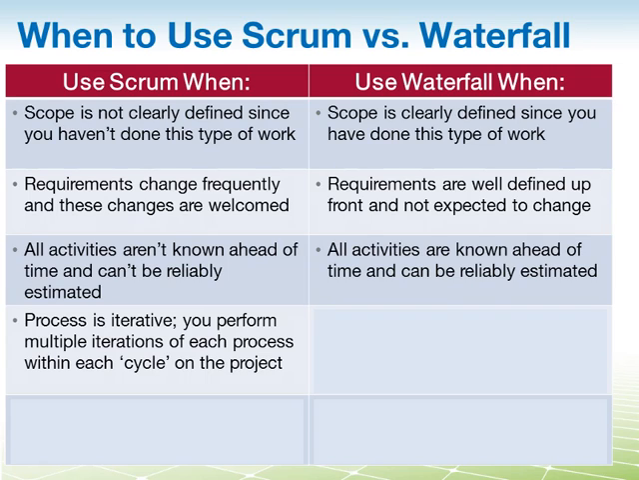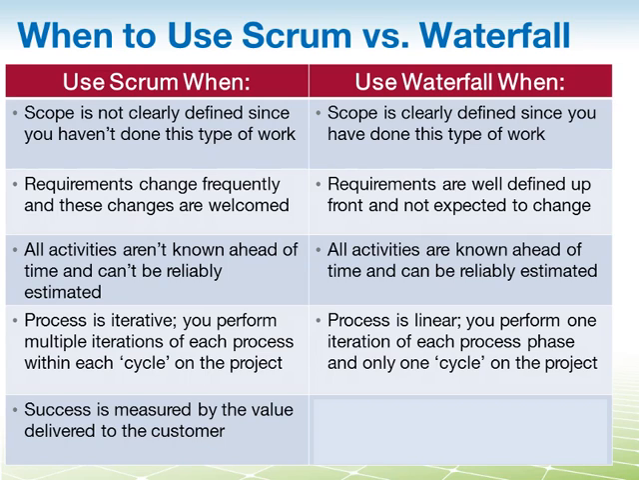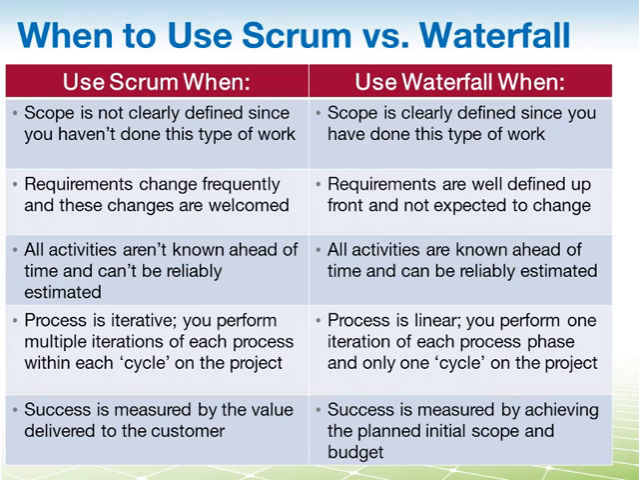You perform multiple iterations of each process within each cycle on the project, whereas in the Waterfall approach, the process is linear. You perform one iteration of each process phase and only one cycle of the project. And lastly, do use Scrum when success is measured by the value that you deliver to the customer, and use Waterfall when success is really measured by achieving the planned initial scope and budget.